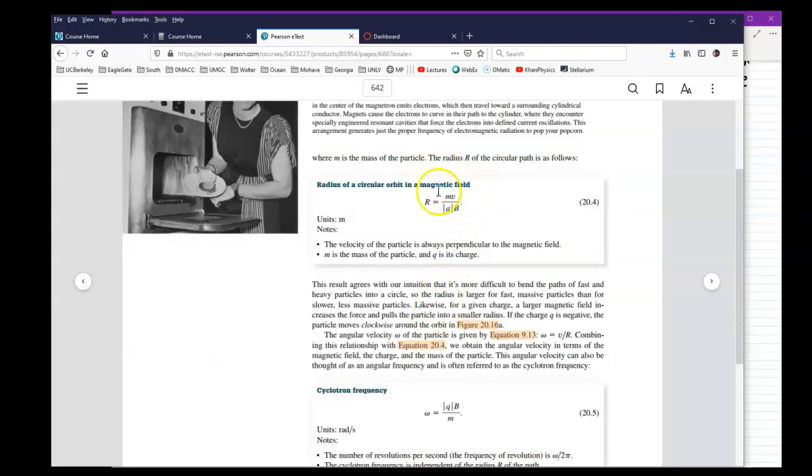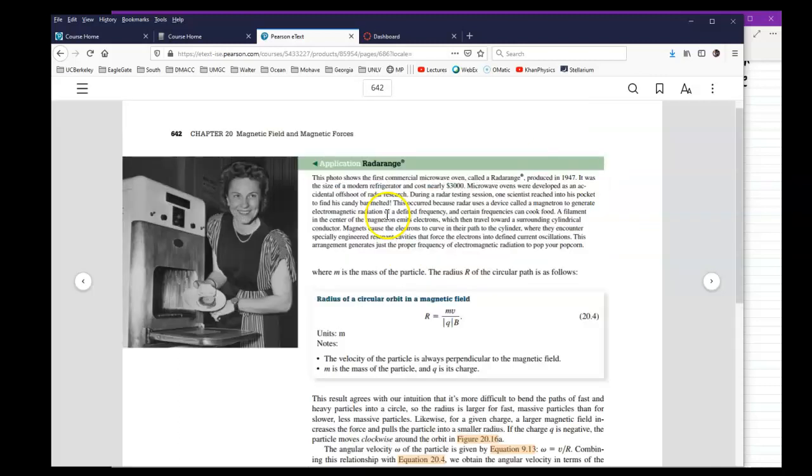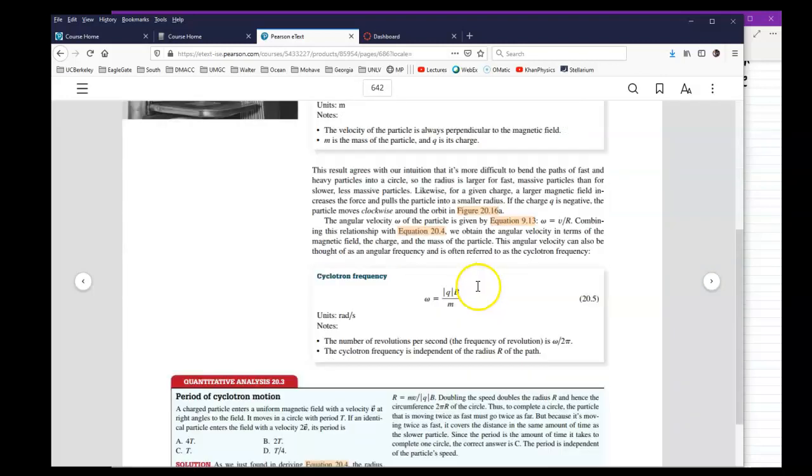This is the equation that we have just derived. He only solved it for R. We solved it for the mass. You see what I'm saying? So this one gives you the radius of the circular orbit in a magnetic field. And then you have what is called the cyclotron frequency.